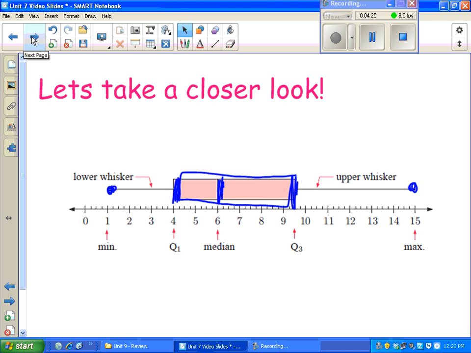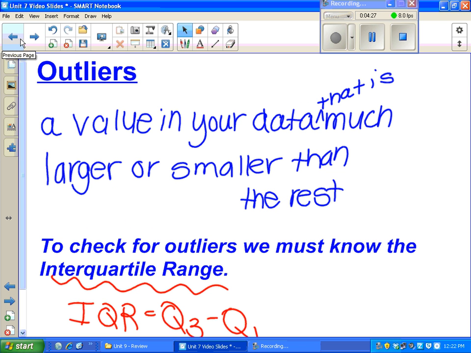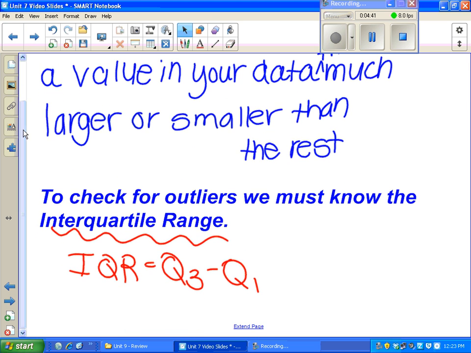So now, moving on to the next part. When we talk about box and whisker plots and data and 5-number summaries, you often hear a lot about outliers. An outlier is just a value in your data that is much larger or much smaller than the rest of the data. So it's way higher or way lower than the rest. Like it kind of doesn't make sense with the rest of the data.